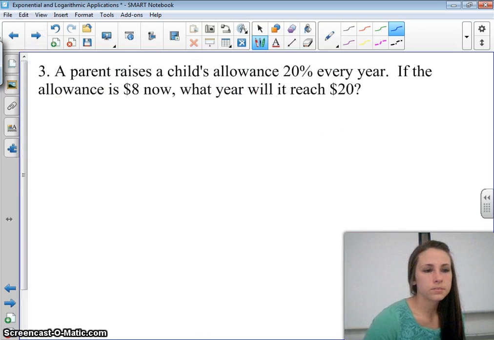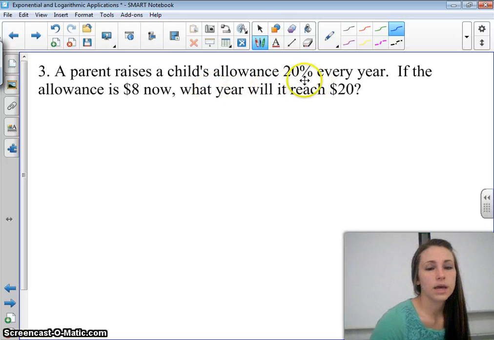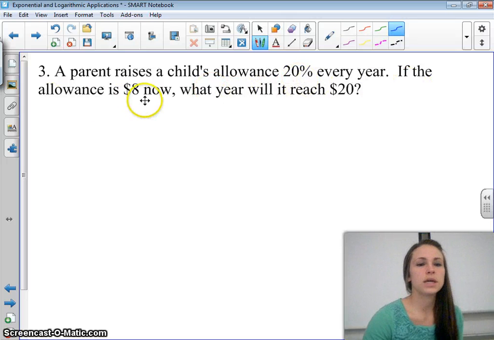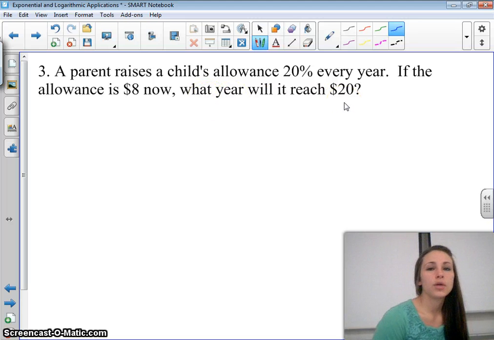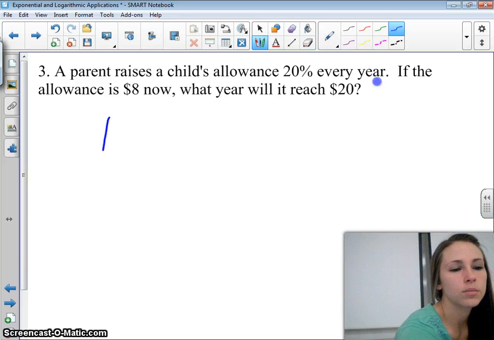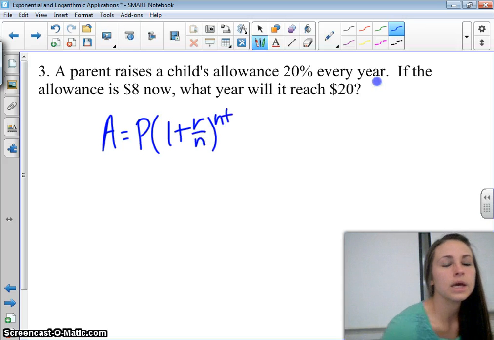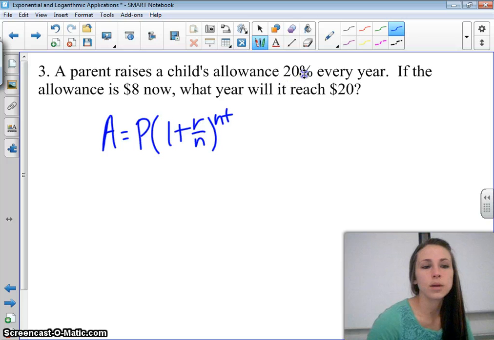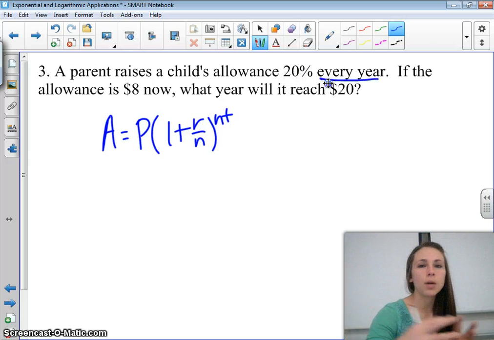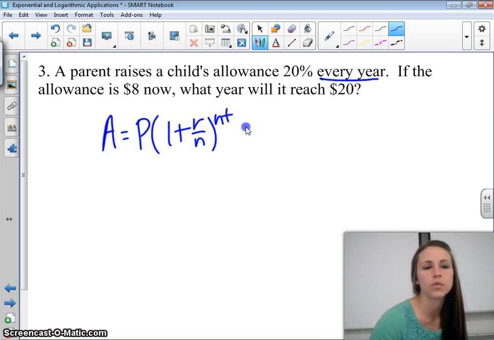Alright. Number 2, it says a parent raises a child's allowance 20% every year. If the allowance is $8 now, what year will it reach $20? Now, this one's not one that says compounded or continuously or a certain number of times, but what it does tell you is that the parent raises the child's allowance 20% every year. Okay, so this is what you would do for this problem. I'm going to use the P(1 plus r over n) to the nt, and since I'm raising it every year, it's kind of like I'm compounding that interest once a year. Okay, so every year is just one time a year. So I'm going to plug 1 in for n on this one.